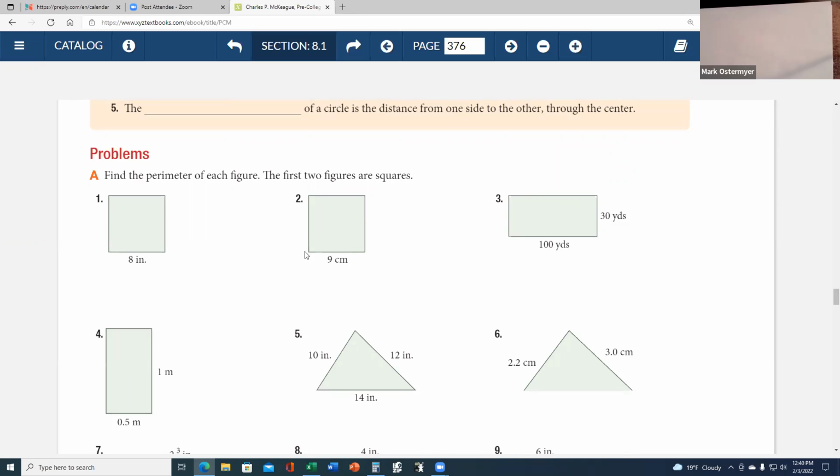Look at number 2. They give us a square, and this square measures 9 centimeters on each edge, or each side. And so, ladies and gentlemen, what would be the perimeter of this square in problem number 2? What would be the total distance around that square? Anybody want to give that a shot? What would be the perimeter of that square?